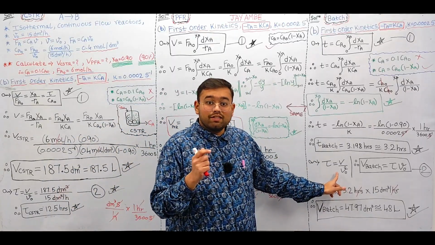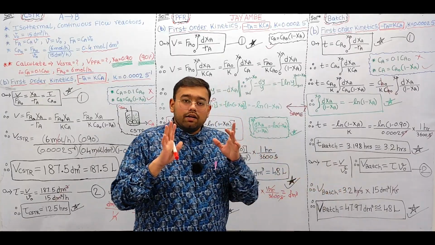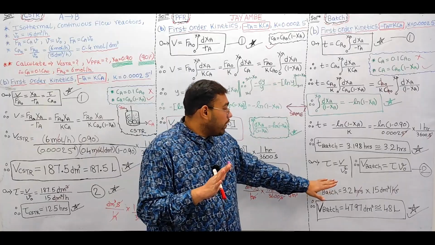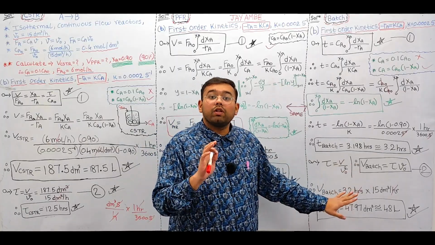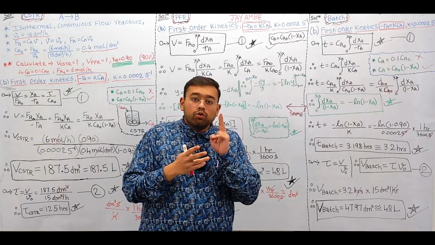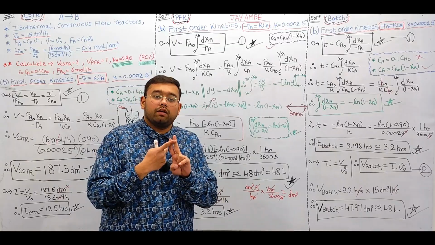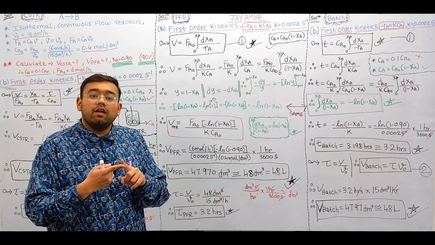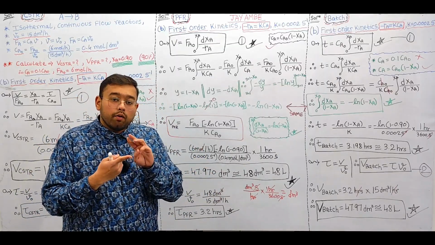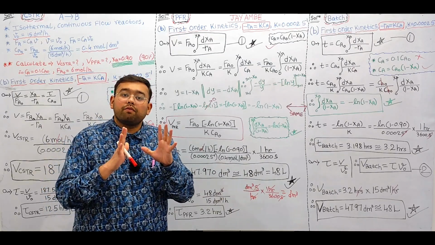So here is the twist, right? This concept is partially correct, but we cannot use this concept for calculating the volume of the batch reactors, right? Because we have two types of reactors: batch reactors and continuous flow reactors. The continuous flow reactors are CSTR, PFR, packed bed reactors, and fluidized bed reactors, right?